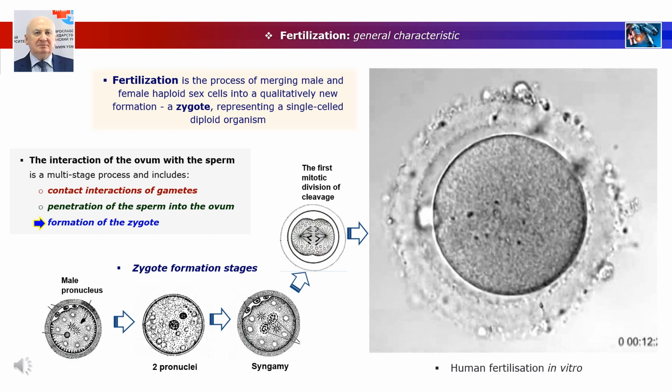The final phase involves several stages. The sperm, having penetrated the egg cell, forms the male pronucleus. The two pronuclei, male and female, come together and their fusion occurs at the syngamy stage. In humans, the total duration of the process from the beginning of the interaction between the egg cell and the sperm to the first cleavage is approximately 30 hours. The dynamics of the fertilization process in humans under in vitro laboratory conditions are shown in the video clip.